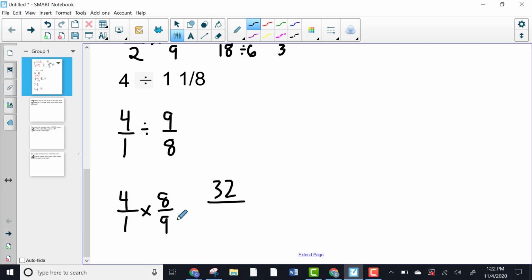4 times 8 is 32. 1 times 9 is 9. And then we can set this up as a mixed number. How many times can 9 go into 32 without going over? It's going to give you 3 times with 5 left over. 3 and 5/9 for the answer. So that is how you divide mixed numbers.